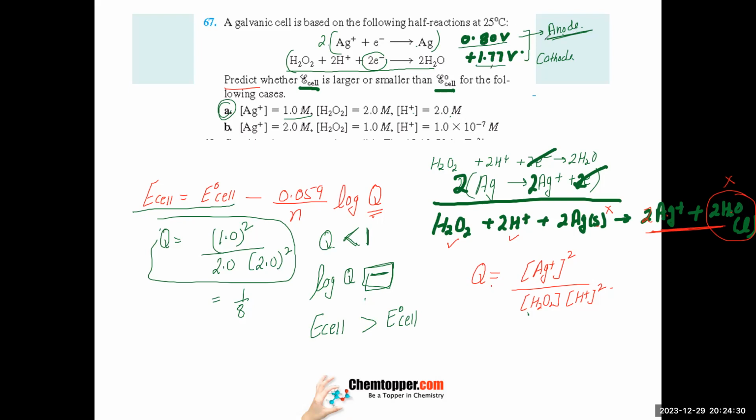Because only then I can decide anode and cathode. Only then I can write down the complete equation. Only then I can write down the Q expression. And then I'll plug in these values to know whether Q is greater than 1 or less than 1. And then you can answer. Predict. Don't calculate, just predict. So I predicted from the value of Q.